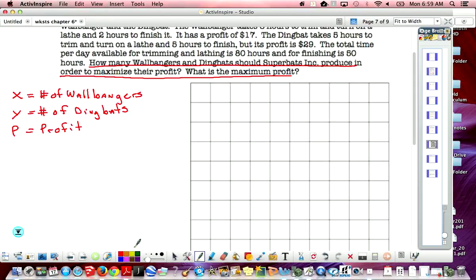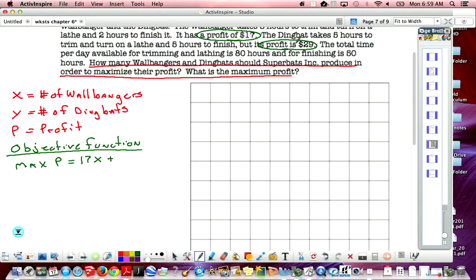So now, our objective function. Going a little bit faster here. What is our goal? We're trying to maximize profit. So our max profit equals, well, according to the information, we make $17 profit on a wall banger, so 17x, and we make $29 profit on a dingbat, 29y.